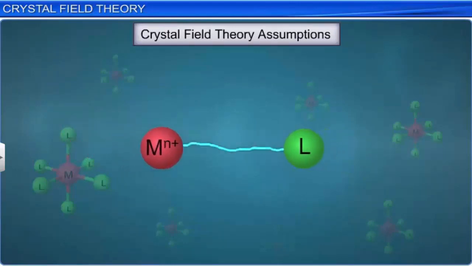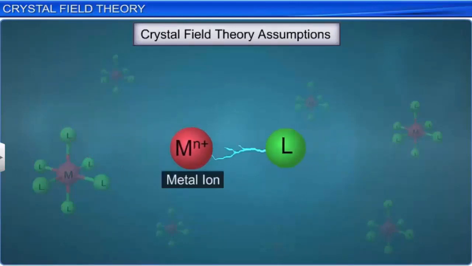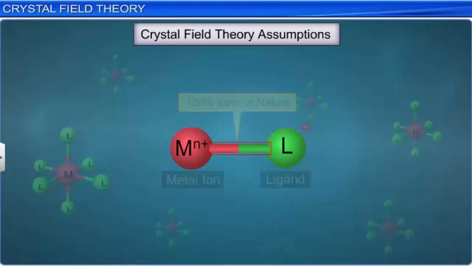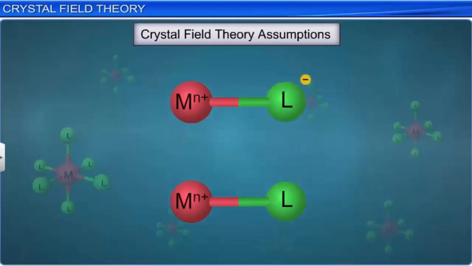This was originally used to explain the nature of bonding in ionic crystals. Crystal field theory was used to explain the bonding in ionic crystals. Later on, it was used to explain the properties of transition metals and their complexes.